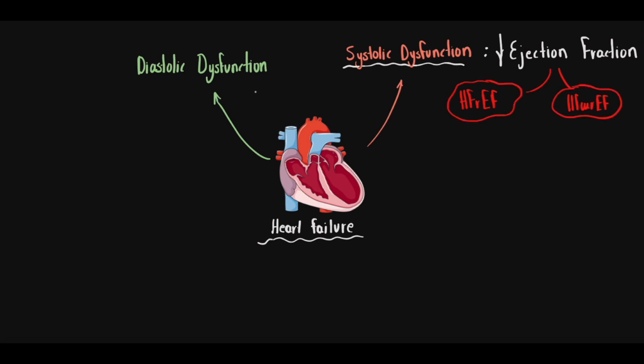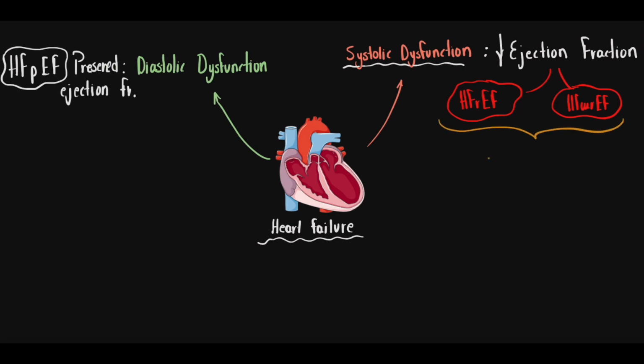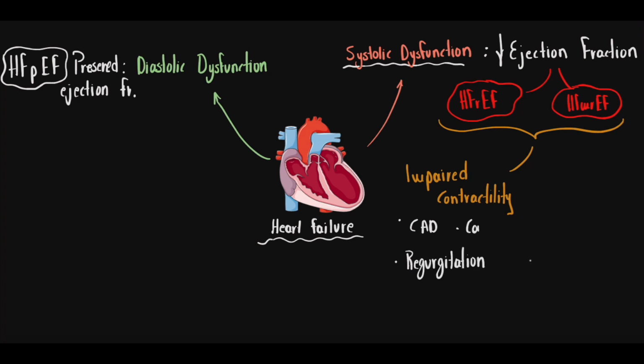We said the diastolic dysfunction doesn't play any role in the ejection fraction. So if you have heart failure due to diastolic dysfunction, we're going to have heart failure with preserved ejection fraction. Systolic dysfunction can either happen due to impaired contractility, for example due to coronary artery disease, a regurgitation of a valve or a cardiomyopathy.